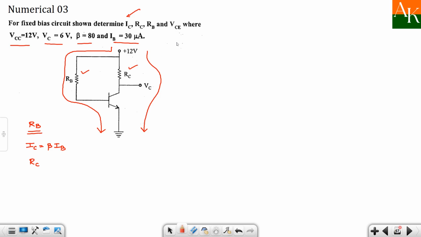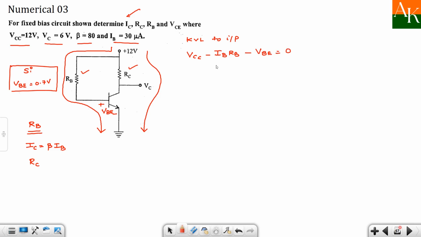Now we'll start with this numerical. So applying KVL to input: VCC minus IBRB minus, now you have to write down this voltage, and this voltage is VBE. For a silicon transistor, if it is not mentioned, we'll assume silicon transistor, and we can write VBE is equal to 0.7 volt. This is the assumption. So minus VBE. Later on I will substitute the value, and we have completed the loop. So this is equal to 0.